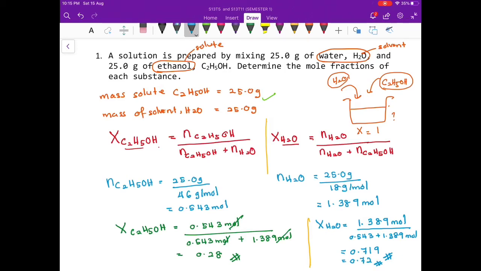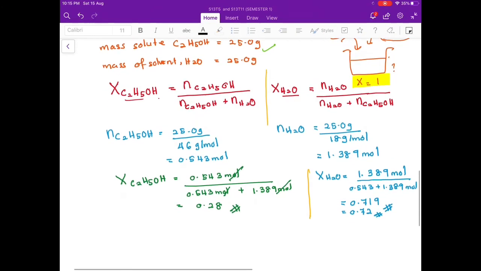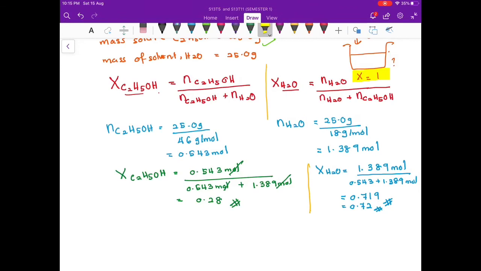If you can see, as I mentioned previously, the total mole fraction is equal to 1. If you have the mole fraction of ethanol, actually we can determine the mole fraction of water, which can be obtained from 1 minus 0.28. You will get the same value, which is 0.72. This is the alternative method to identify the mole fraction if you already know one mole fraction.